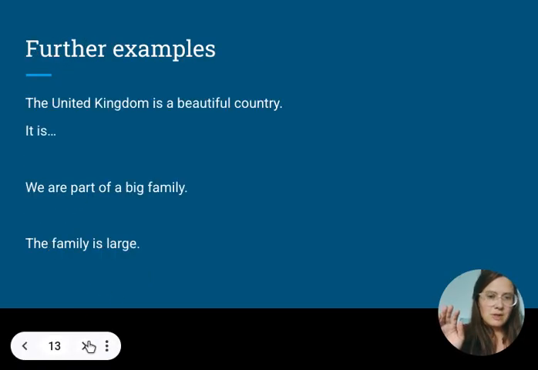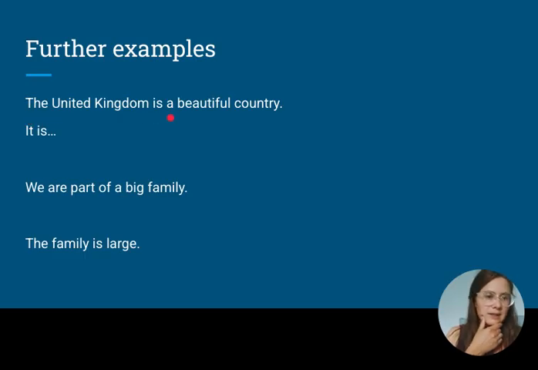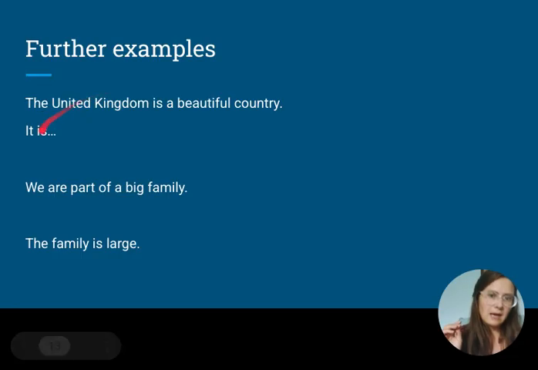Let me just show you another example. Here are some further examples. I wrote down, the United Kingdom is a beautiful country. So, when you think about the United Kingdom, you have to imagine, okay, this is a country, right? This is a place. If we could take that, the United Kingdom, and replace it with a pronoun, we would use the pronoun it. So it goes with is. So it is a beautiful country. We could simplify the sentence to say that.